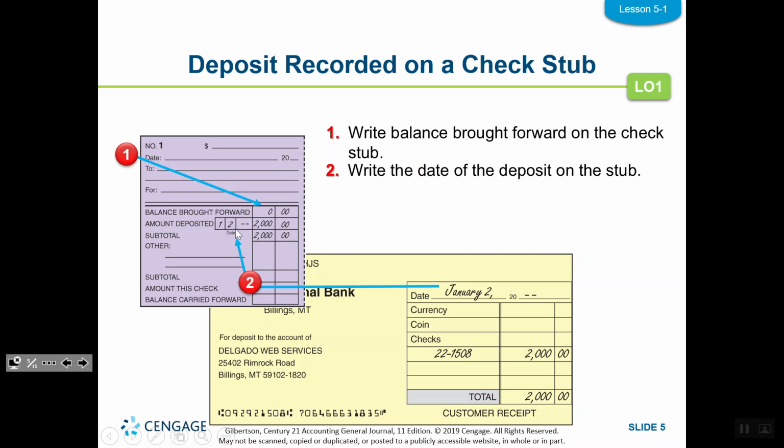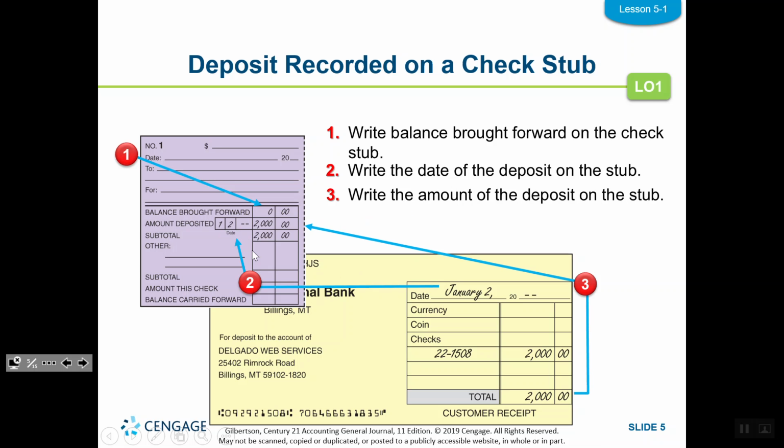Then we write the day of the deposit, so in this case January 2nd, and here you are seeing that we're just using numbers. Then we write the amount of the deposit, then we calculate the total. So then we do 0 plus 2,000 is 2,000, so that's our new subtotal.